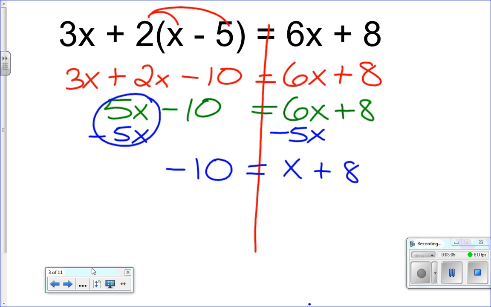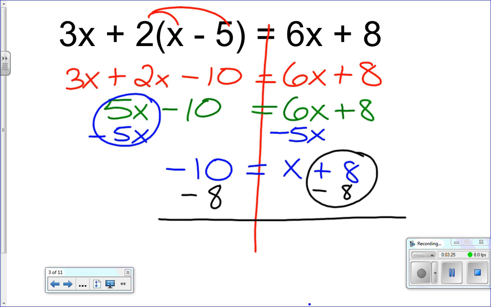All right, so what would my next step be? So now I have negative 10 equals x plus 8. What am I going to do next, Allie? So I'm going to add negative 8 to both sides. So where's my circle going to go, Allie? Around the 8 and the negative 8. Okay, so then, Allie, what will I be left with? So it's like adding negative 10 plus negative 8. So I get negative 18 on this side, and then what will be left on this side? x. So my final answer is x equals negative 18.